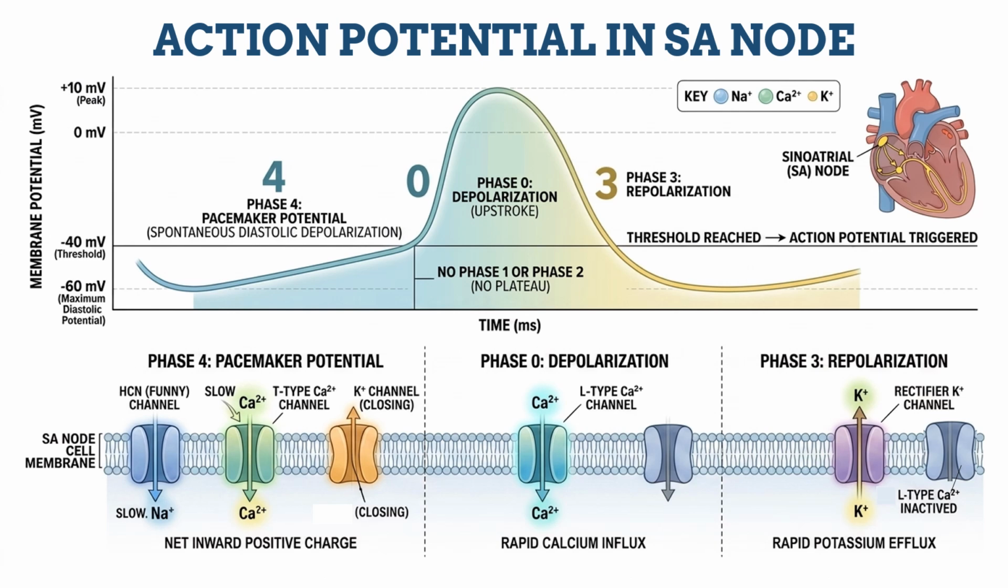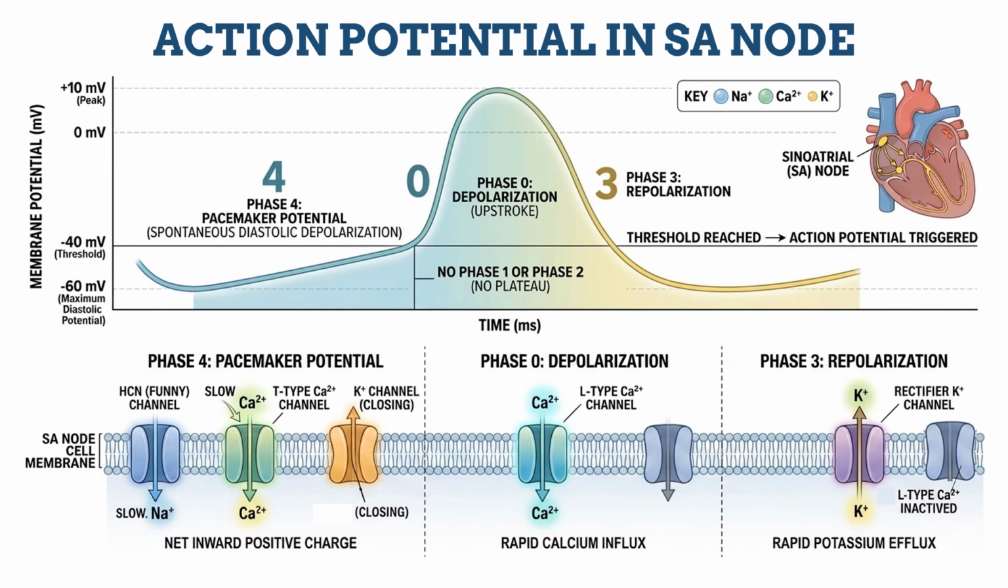Phase 3 is repolarization, which resets the cell for the next cycle. During this phase, calcium channels close and voltage-gated potassium channels open, allowing potassium ions to leave the cell. This outward movement of potassium brings the membrane potential back down to its most negative level, around -60 mV, preparing the cell for the next spontaneous depolarization.